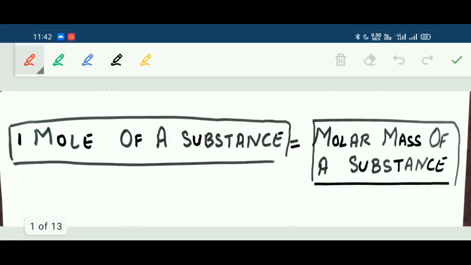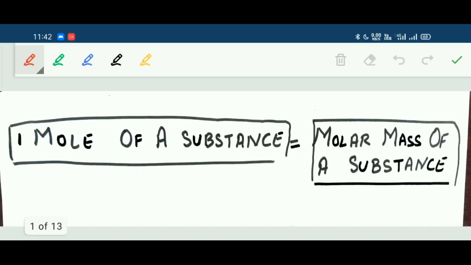Good morning, students. Let's continue with the topic mole concept from chapter number 3. Students, so far we have established a relation between mole and number of particles of a substance. Today we will establish a relation between mole of a substance and mass of a substance. And what is the relation?